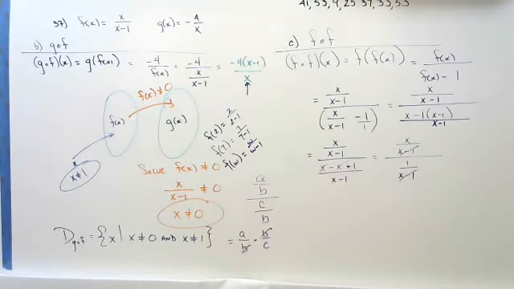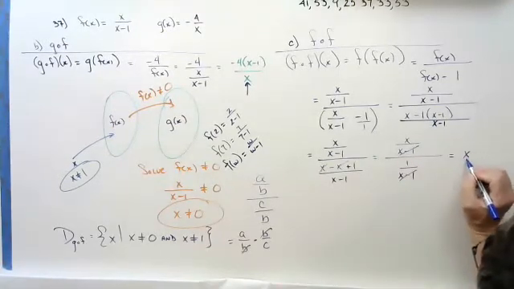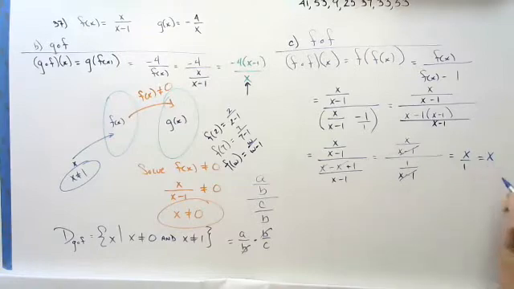By the way, numerators cancel numerators, but we don't have any common factors, right? So what do we get here? We get x over 1. We get x.